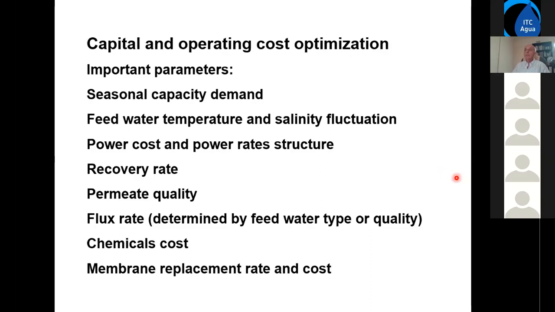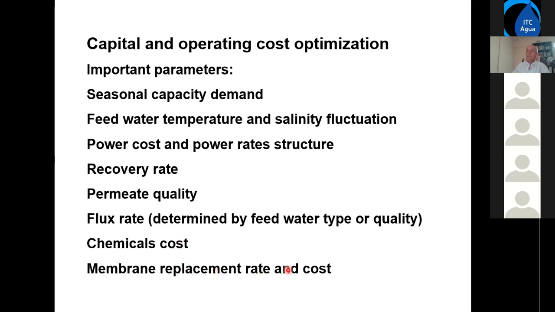So how do we optimize capital costs? We have to go by the seasonal capacity demand and design the system accordingly, based on the feedwater salinity and fluctuation, power cost and power rate structure. Depending on power cost, we can buy more or less expensive pumping equipment and energy recovery, and optimize recovery rate and permeate quality, trying to use a post-treatment process which will be low cost. Flux rate, we don't have that much flexibility because we go by the application. Chemical cost, try to get chemicals at the lowest possible cost. For this, you have to see if you want to use solid chemicals, dissolved on site, or liquid solution, then you pay for the water transport and for what distance you're going to transport.